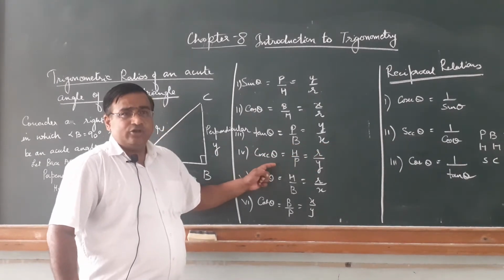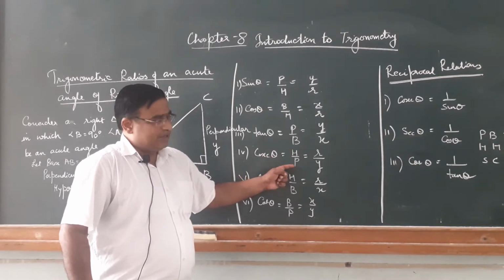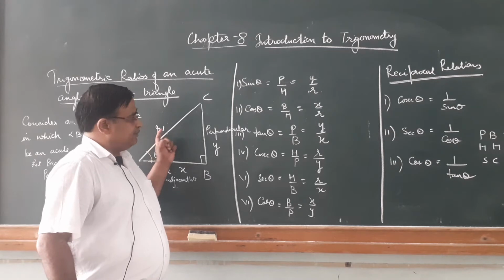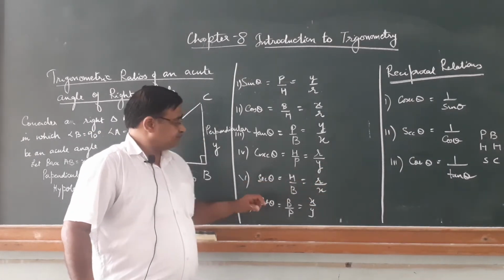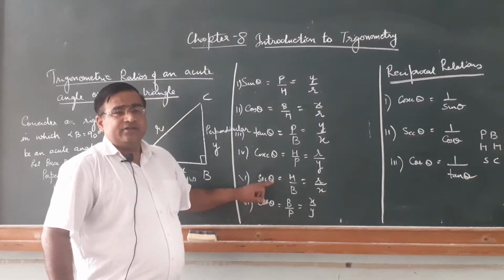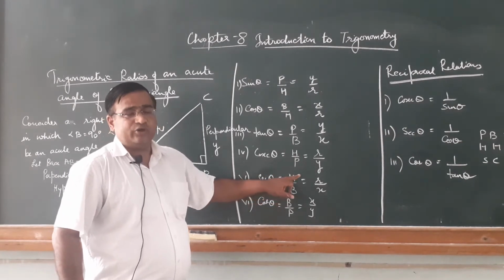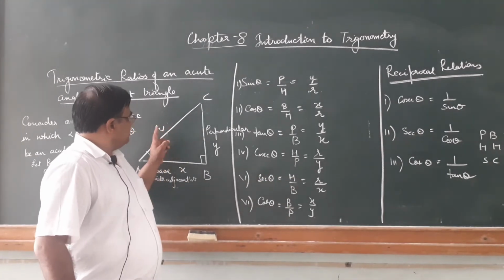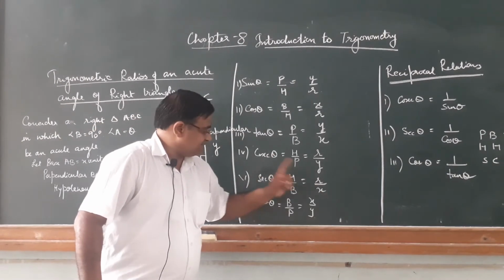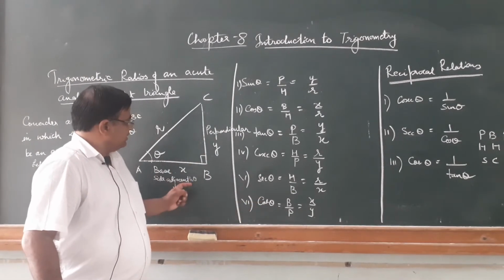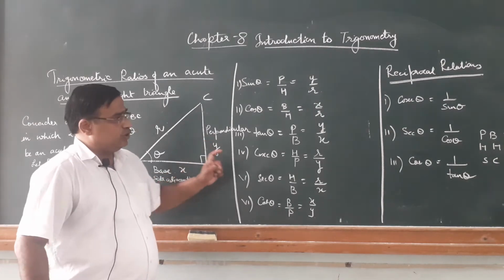Now, cosec theta is the reciprocal of sin theta, so it will be hypotenuse upon perpendicular. Hypotenuse in the figure is r, perpendicular is y, so cosec theta is equal to r upon y. Sec theta is the reciprocal of cos theta, that is hypotenuse upon base. Hypotenuse is r, base is x, so sec theta is r upon x. Now, what is cot theta? Cot theta is base upon perpendicular. Base is x, so x upon y.